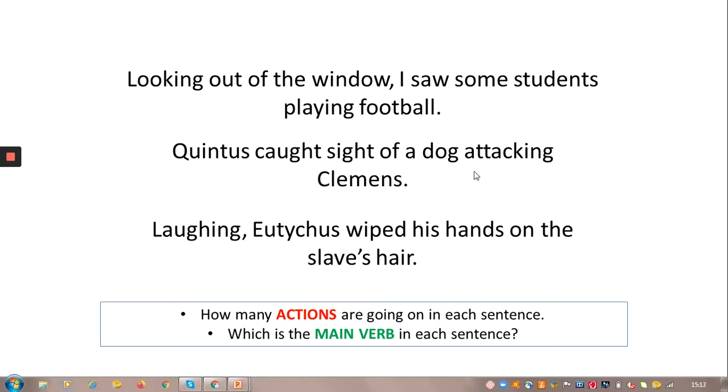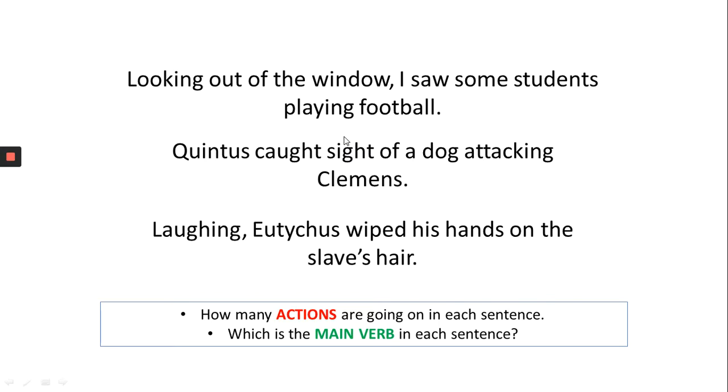Looking out, I saw, and playing. Now take a look at the second sentence. Quintus caught sight of a dog attacking Clemens. Where are the action words here? We have caught sight and we have attacking.